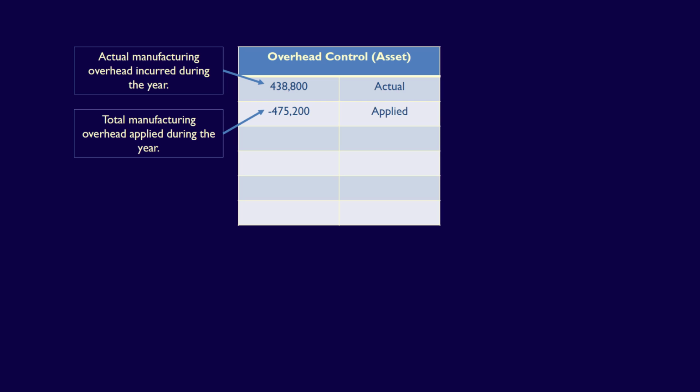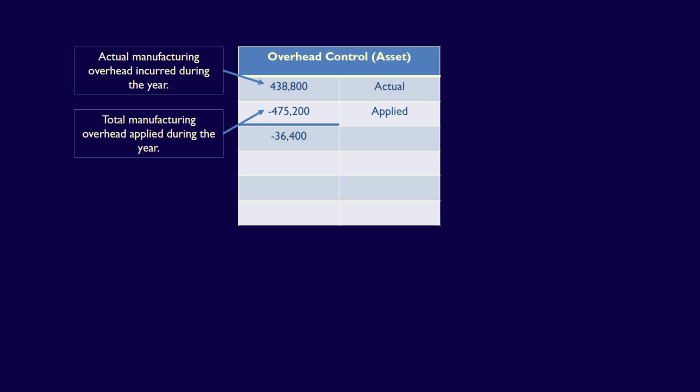You can see that the actual manufacturing overhead incurred is $438,800. In addition, the total manufacturing overhead applied to the jobs throughout the whole year is negative $475,200. Negative because it's being transferred out into work in process. See anything interesting? Well, it's no surprise that at the end of the year, after overhead has been applied to all the jobs, the two amounts do not match. That's because we used an estimated overhead application rate of $22 per direct labor hour to calculate the applied overhead, and we know that estimates rarely match actuals.